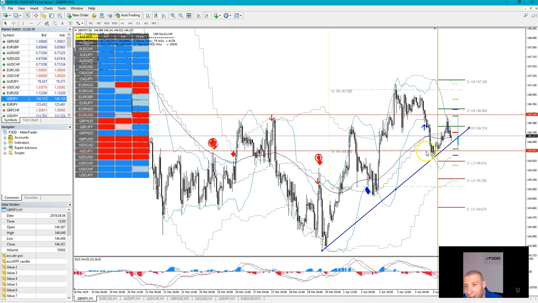So this trend line and all these accompanying pivot points are important. The price is in no man's land, but just before the NFP or slightly after the NFP, watch for the breakout to the upside or to the downside.